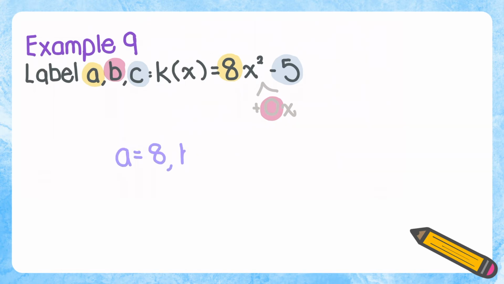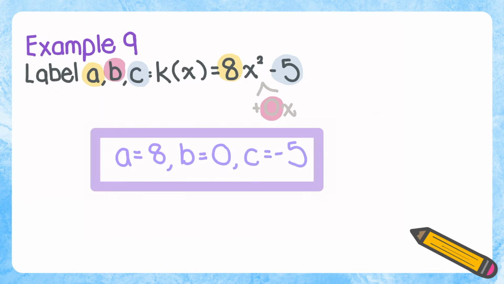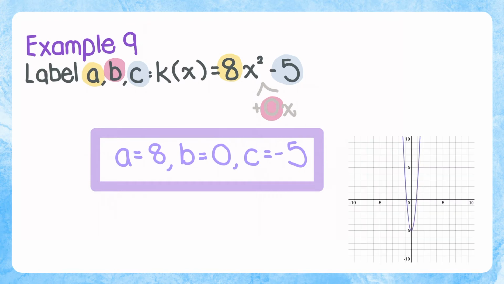A equals 8, b equals 0, and c equals negative 5. Again, if it's an empty space, we use 0 to symbolize that space. For this example, here's the graph of k of x.